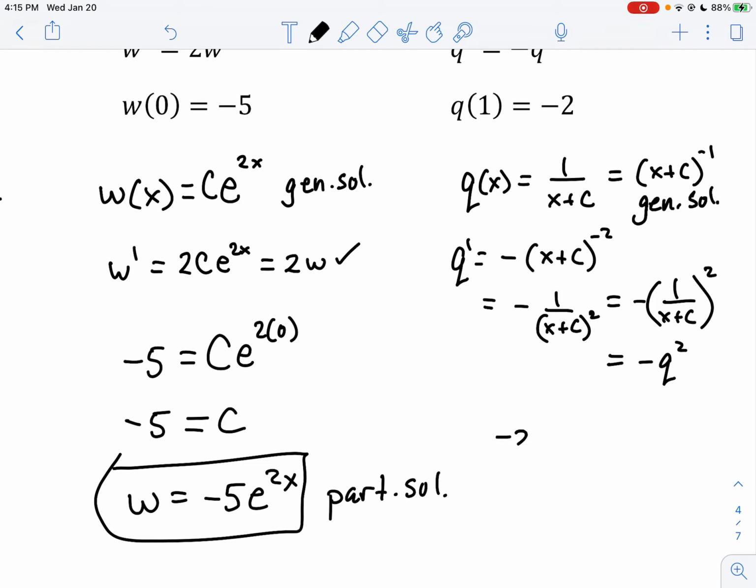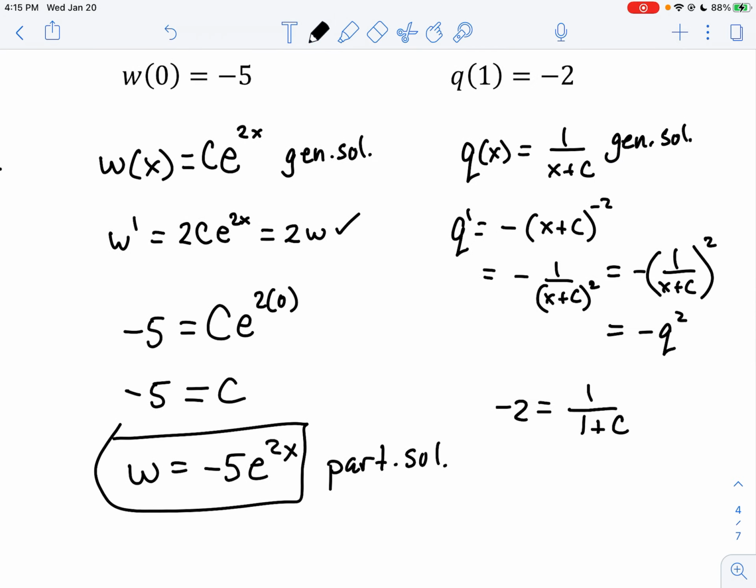Now let's find the particular. We want q to be negative 2 at the same time that x is 1. So I get this statement. I'm just taking the general solution, changing q to negative 2 at the same time I change x to 1. I'll just go ahead and delete that and write this up here. There's our general solution. And then solve for c.